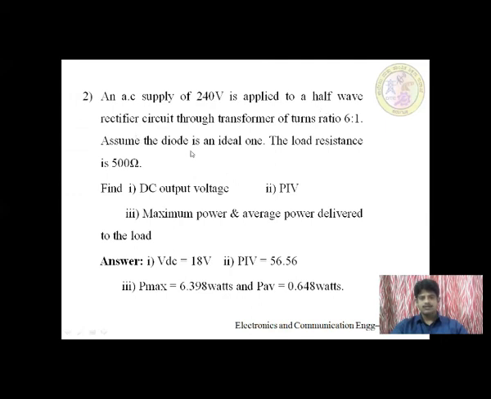Then it is applied to the half-wave rectifier, and the transformer turns ratio is 6:1 and the load resistance is 500 ohm. So you can see here we have a primary voltage to the transformer and we have the turns ratio. So by using these things, we can calculate the output of the transformer. Okay, then that will be the input for the half wave rectifier.